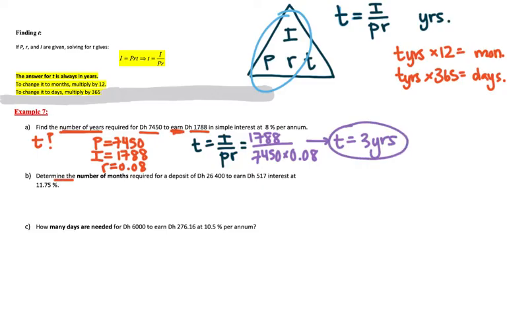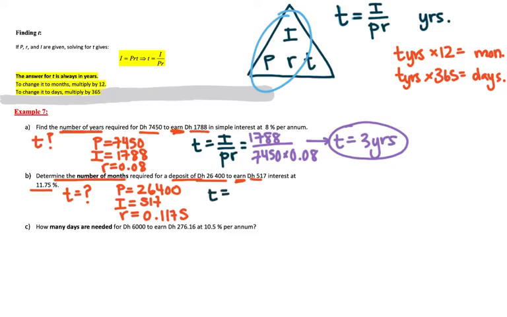Let's look at the next. It says determine the number of months. Well, we have to start out and just find T in years. Then later we can change it to months. So first we'll start out and find T in years. They're saying the deposit is $26,400. That's your P, $26,400. And it earns $517, so that's your interest. Interest is $517. And the rate is 11.75%, 0.1175. So again, we plug everything into this formula, T equals I over PR.